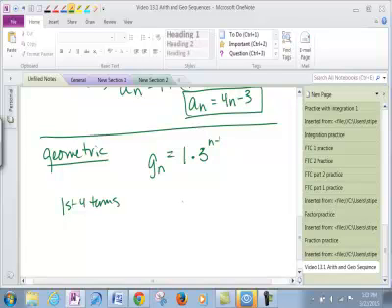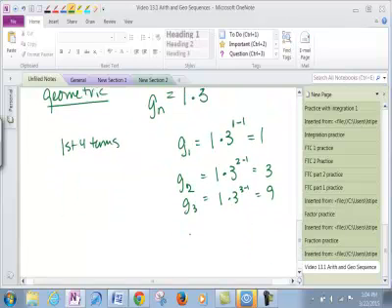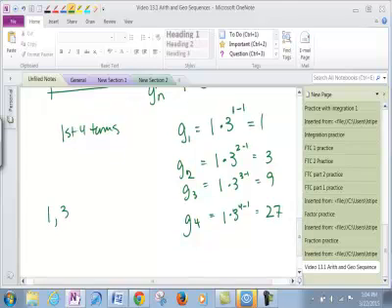So just like before, to get the first term we're going to take 1 times 3 and we put in a 1 for n. And so what we get is 1. The second term we plug in 2 for n, and we get 3. Third term, we plug in 3 for n, and we get 9. And I think you can probably ahead of time see that when we plug in 4 for n, we get 27. Okay? So the first 4 terms of this geometric sequence are as follows.